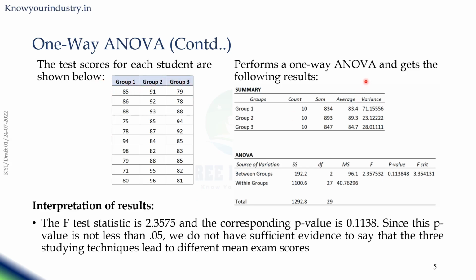At the end of the 1 month, the data has been analyzed by one-way ANOVA and we have got the p-value here. The interpretation of the results is as follows. The F-test statistic is 2.3575 and the corresponding p-value is 0.1138. Since this p-value is not less than 0.05, we do not have sufficient evidence to say that the three studying techniques lead to different mean exam scores.